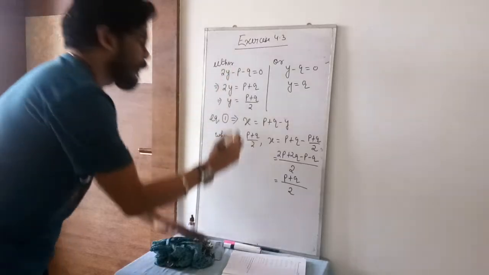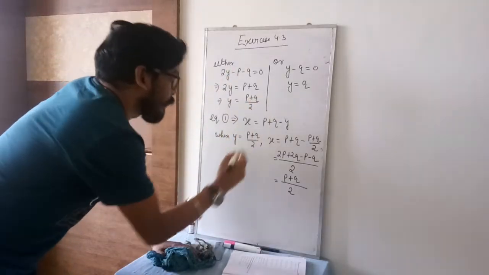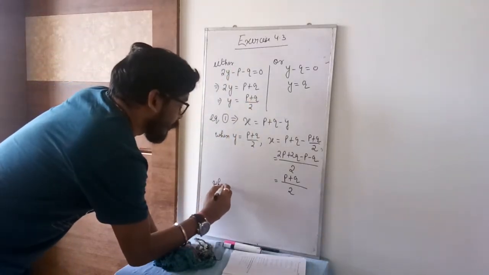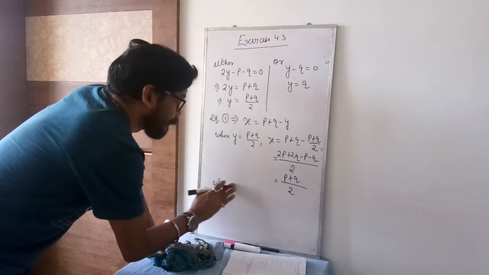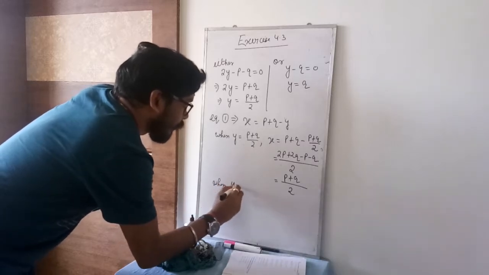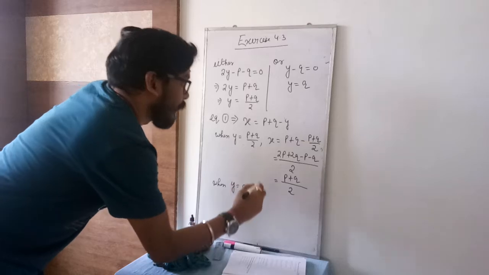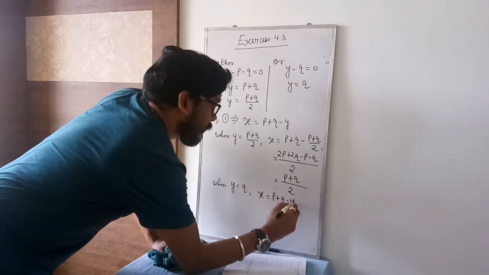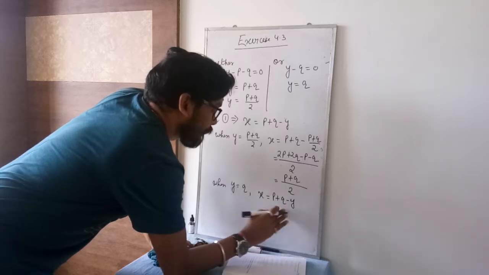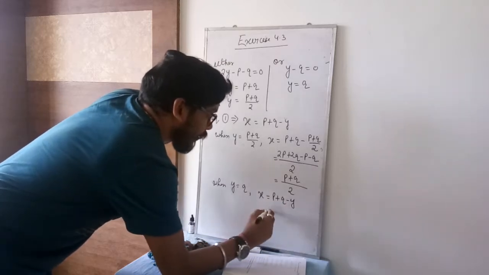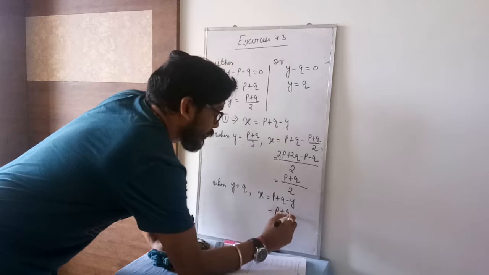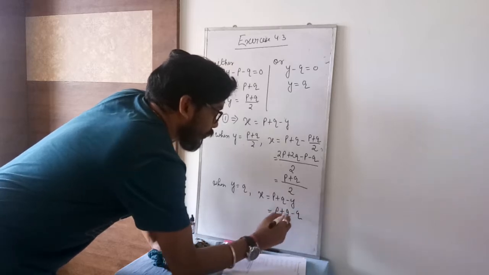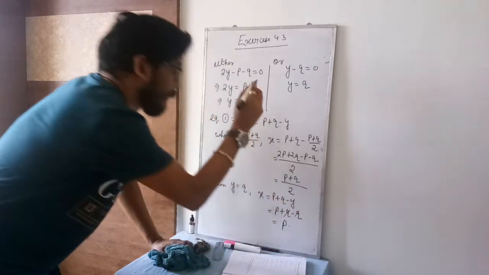Next, to find the value of x again, for y equal to q, you will write: when y equal to q, at that time what will come? x equal to p plus q minus y. So it is p plus q minus q. So you cancel, ultimately you will get p. Take the screenshot.